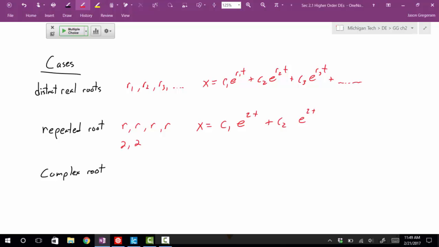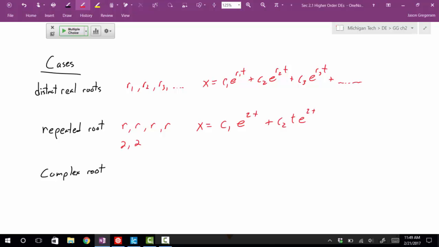Same process. Turns out I do all that here, and I find out the second solution is t times e to the 2t. And it's always going to be that way when we're dealing with this family of solutions, right? So what is the second solution? It's t times the first solution.